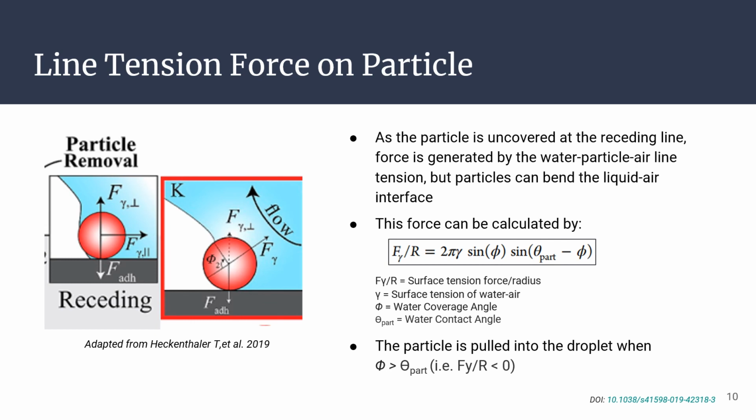If we consider the particle to be against a superhydrophobic surface, the water contact angle is going to be around 0 degrees, and as the receding line moves, the water coverage angle increases somewhat independently from the water contact angle. From the sign product in this formula, this will result in a negative number, showing that the particle will be pulled into the droplet.